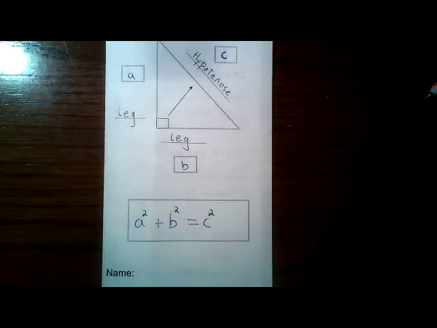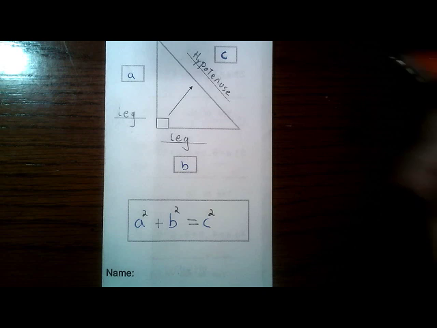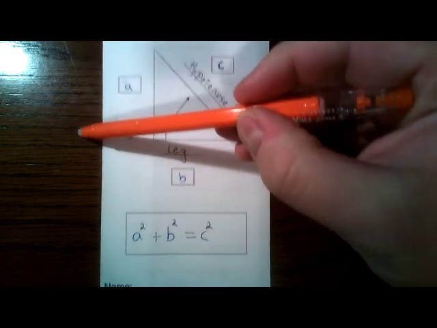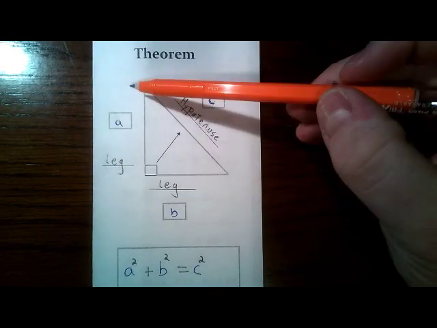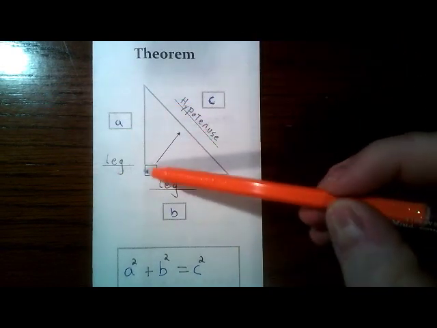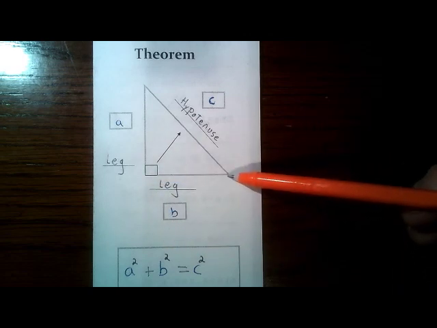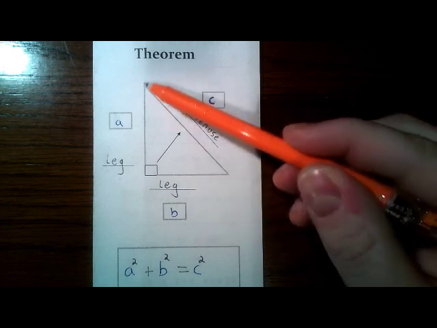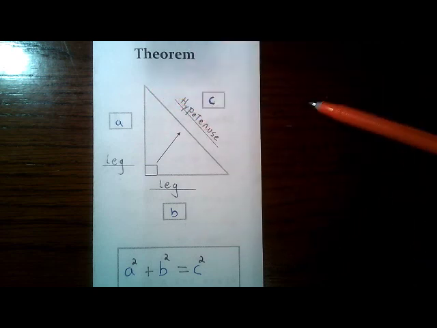Okay? And so when we start thinking about why this theorem works, what they did is they actually made a square coming off of A, and then a square coming off of B. And they realized that when they added those areas together, it equaled the area of a square coming out of C.